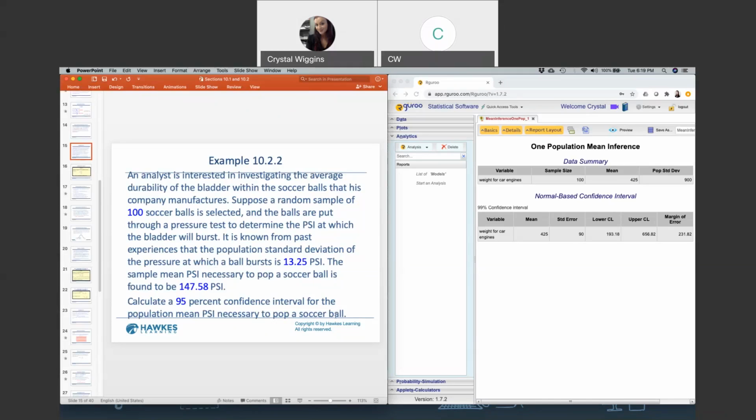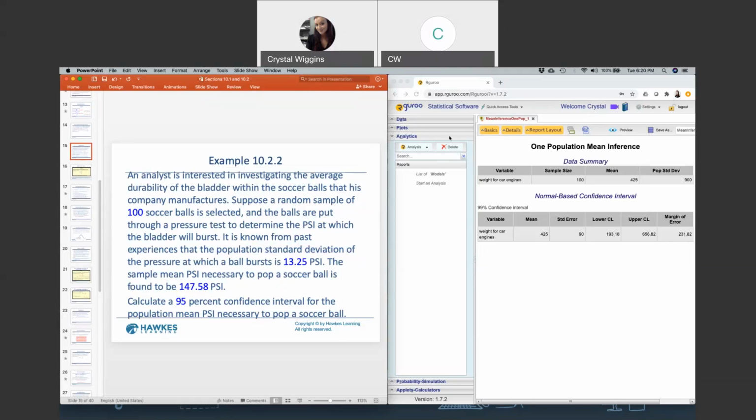Okay, before we can even move on to Rguroo, we need to check whether we are using a Z distribution or the soon to be introduced T distribution. So remember the requirement is we look at the sample size. Oh, it's bigger than 30. We're good to go with a Z. And we also have the population standard deviation, sigma, which also means use a Z.